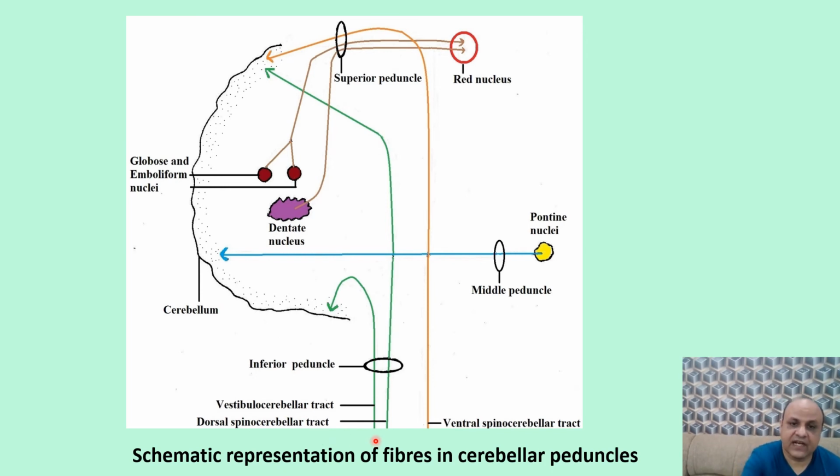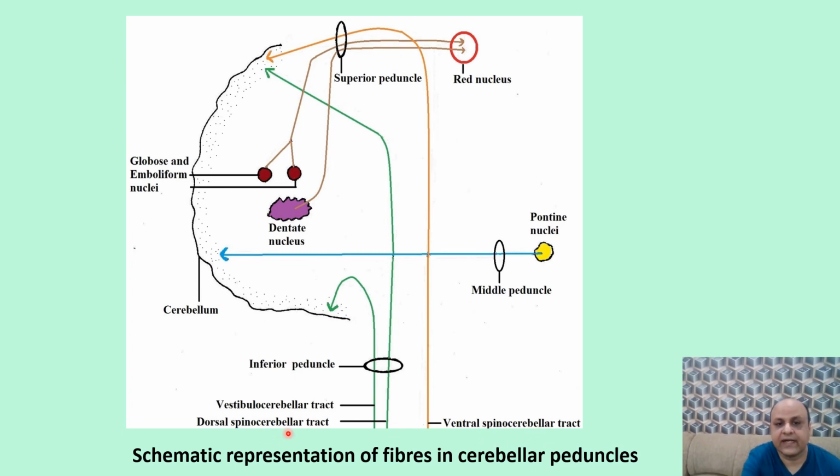So the fibers are coming into the cerebellum, so that is why the inferior cerebellar peduncle is referred to as an afferent tract. The middle cerebellar peduncle mainly consists of fibers coming from pontine nuclei to the cerebellum. Again, it is mainly an afferent tract. While the superior cerebellar peduncle has afferent fibers from the ventral spinocerebellar tract.